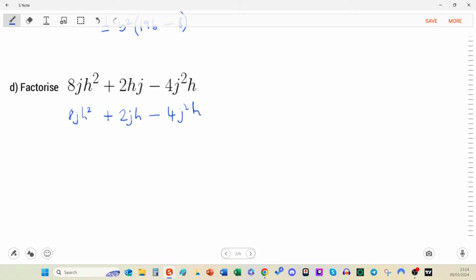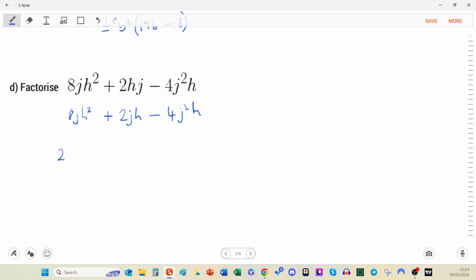Just in case we've got some JHs there. It looks like there's a J and an H in every single one, and it looks like 8, 2, and 4 have a common factor of 2. So first of all, let's look at all the numbers that they have in common. It looks like we can divide 8, 2, and 4 by 2. Nothing bigger.